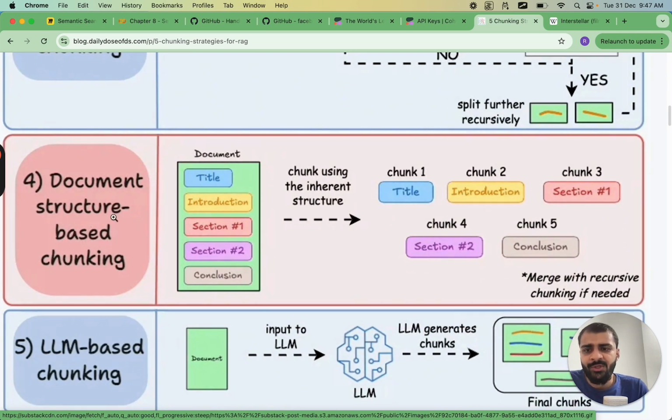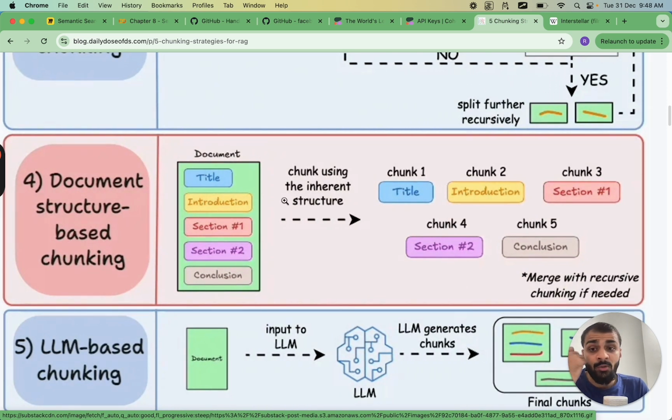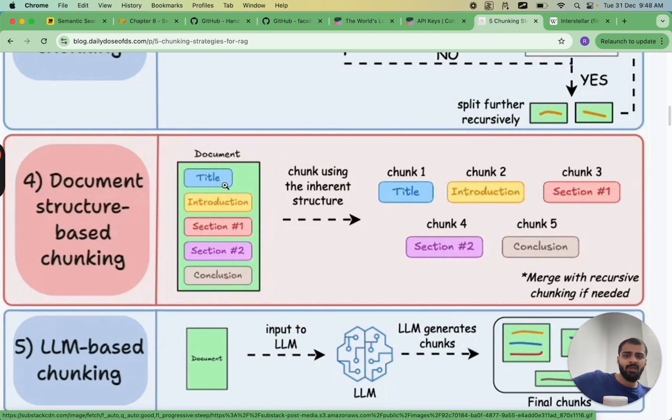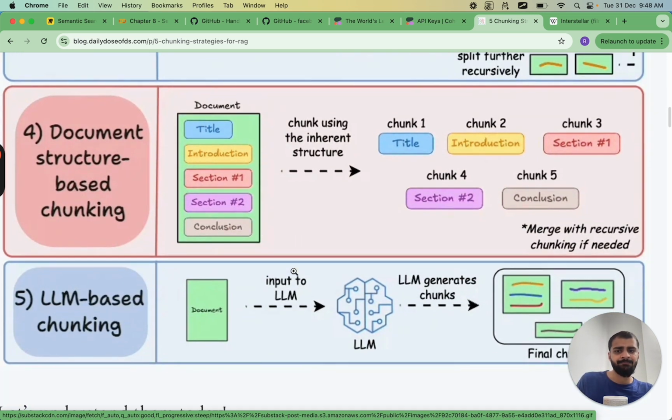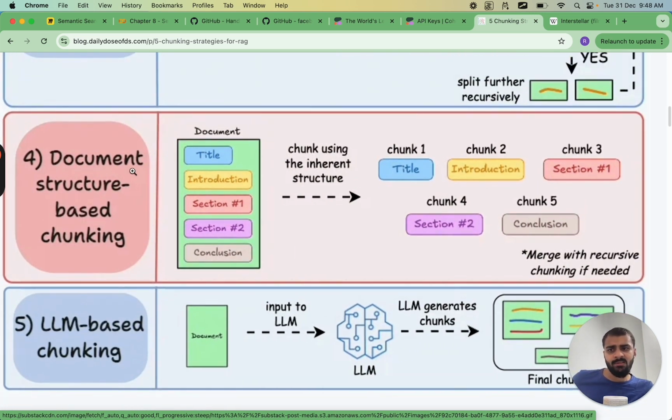The fourth is very simple to understand. It's document structure based chunking. Essentially, if you have a document which has a title, introduction, section 1, section 2 and conclusion, you will put the title as one chunk, the introduction as the second chunk, section 1 as the third chunk, section 2 as the fourth chunk, and the conclusion as the fifth chunk. So that's the fourth, which is document structure based chunking.